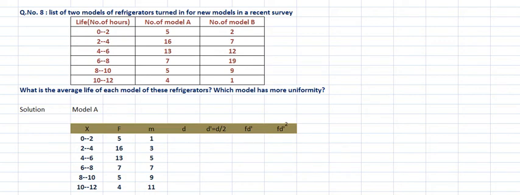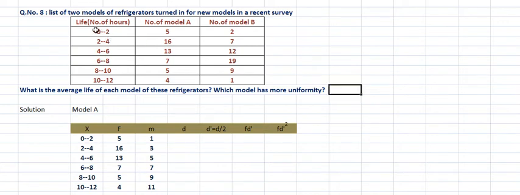Hello, good morning everyone. Solution of question number 8. The lives of two models of refrigerators were tested in a recent survey. The life is in number of hours: 0 to 2, 2 to 4, up to 10 to 12. The number of model A is 5, 16, and so on, and the number of model B is 2, 1. What is model A, model B?